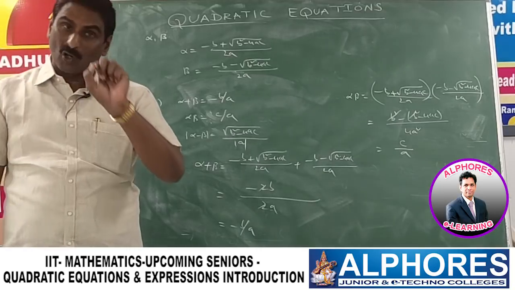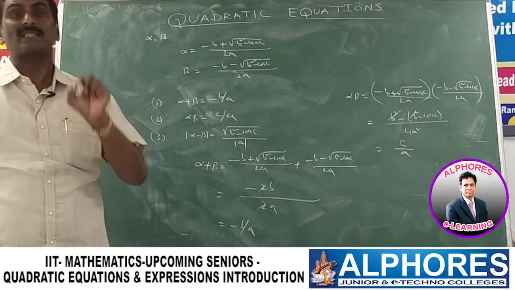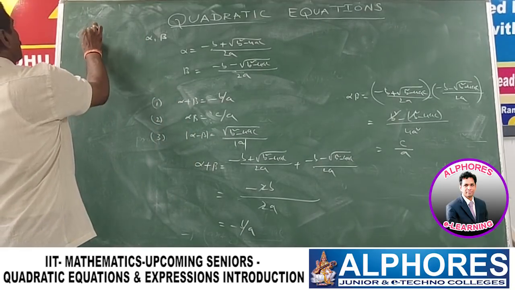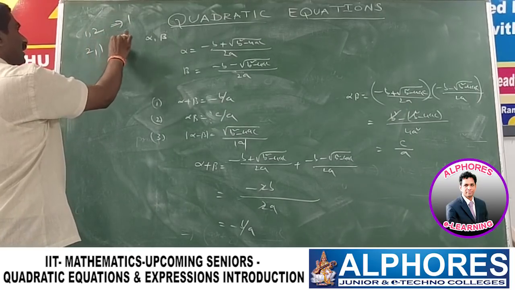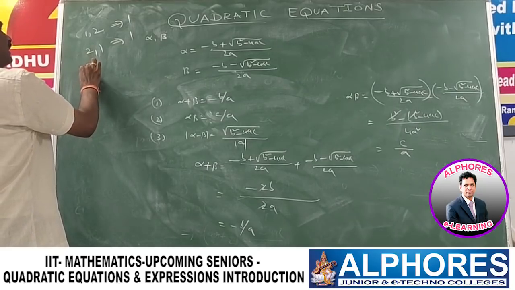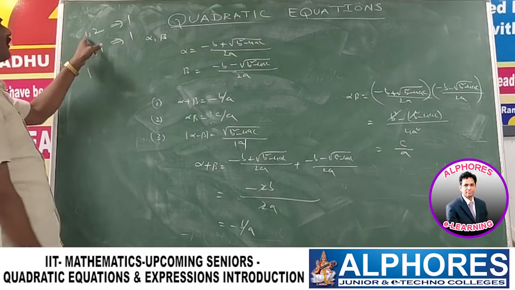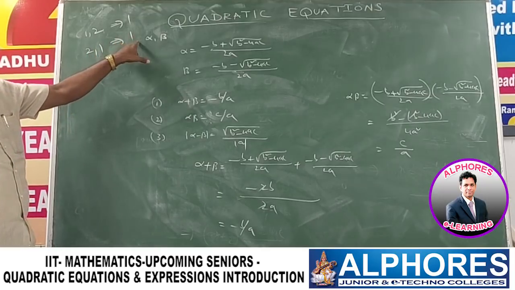Difference is always a positive quantity. What is the difference between 1 and 2? We get only 1. What is the difference between 2 and 1? We get 1. The difference between 1 and 2 is 1. The difference between 2 and 1 is 1.